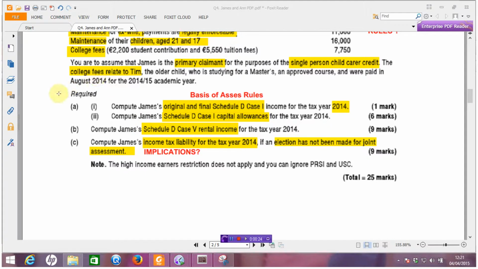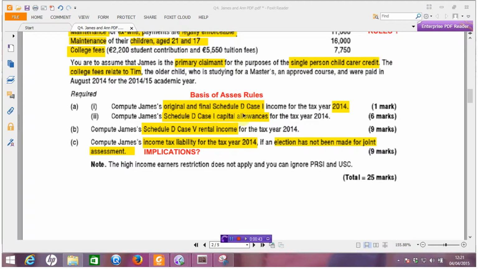The first thing I'm going to do is just focus on the requirements as always so that we can figure out what we're looking for when we look through the body of the question. So A1 and 2 here, it looks like we have a Schedule D Case 1 income requirement to calculate that for 2014 year, and indeed capital allowances.